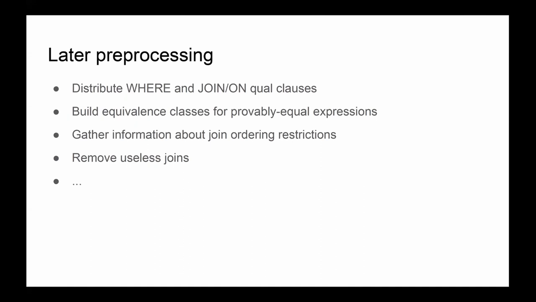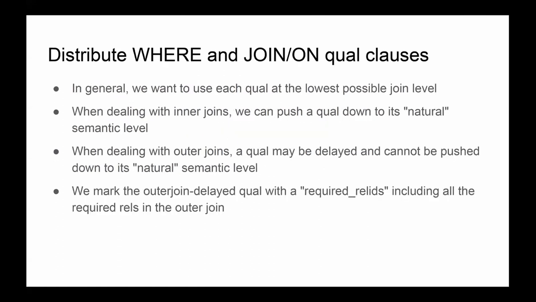So until now, what we have been talking about is all about parse tree transformations. In later preprocessing, we would distribute all kinds of clauses and build equivalence classes, gather information about the join ordering restrictions, remove useless joins, and so on. So first, let's look at how we distribute the clauses.